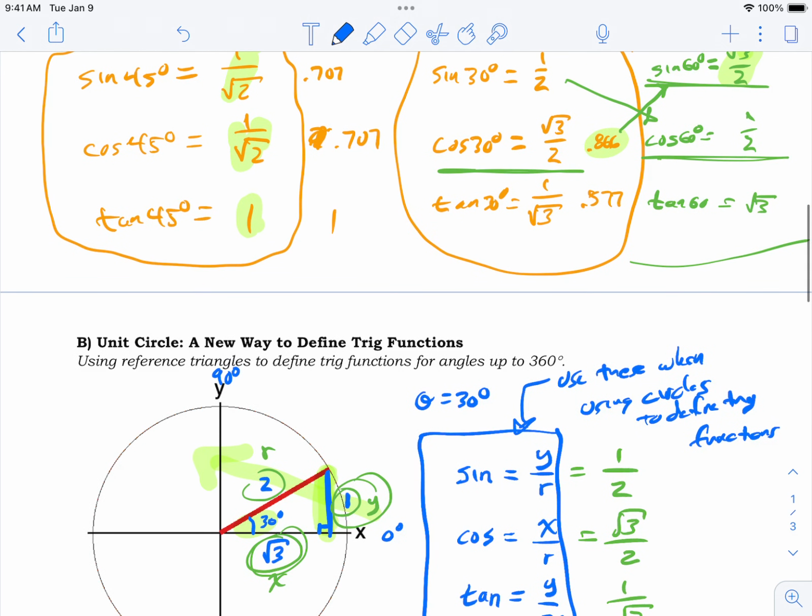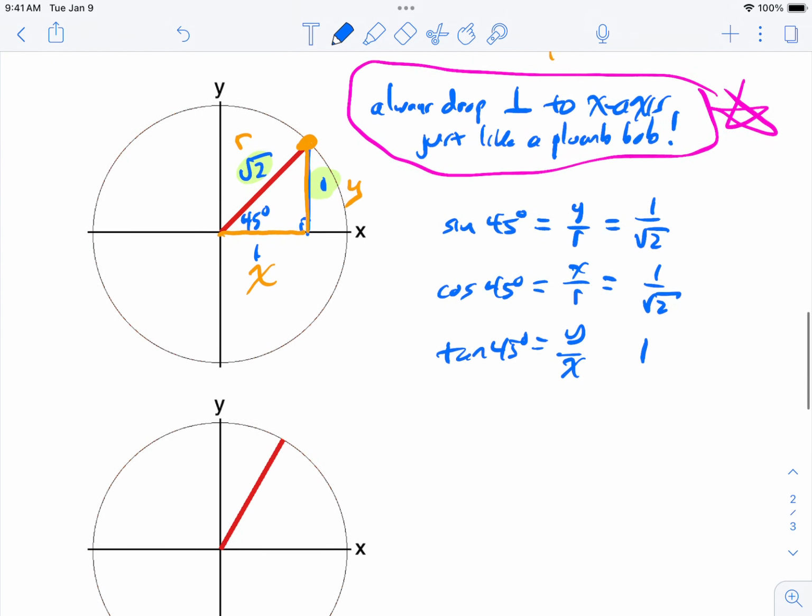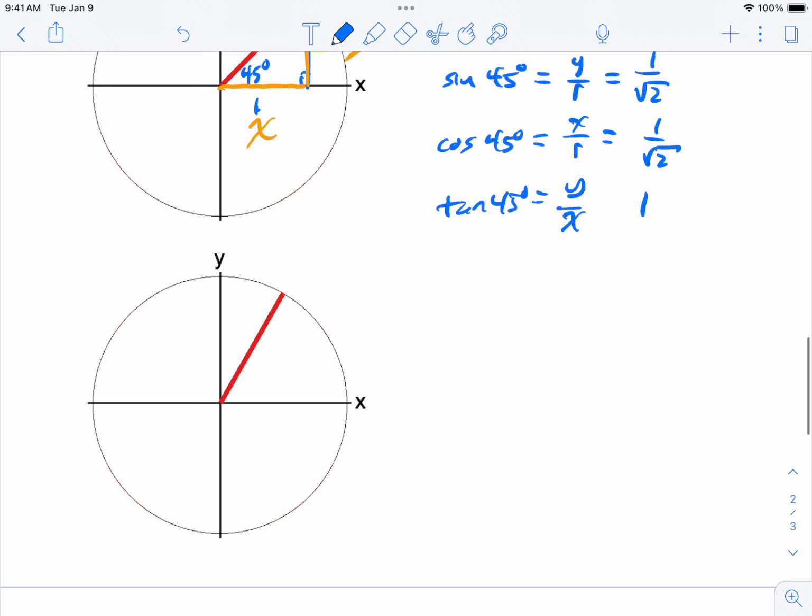Yeah, same things we got before. 1 over square root of 2, 1 over square root of 2, 1. It's all nice and consistent. Oh man, I'm still in the first quadrant. Look at this. I want to get out of the first quadrant, but I guess we got one more.